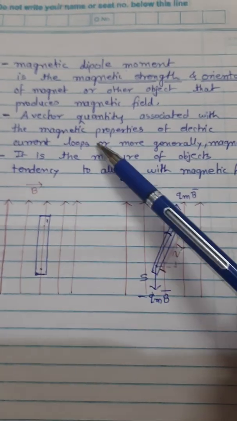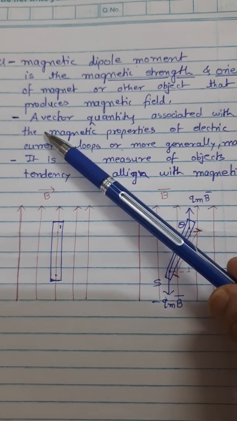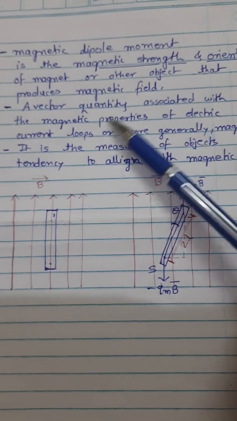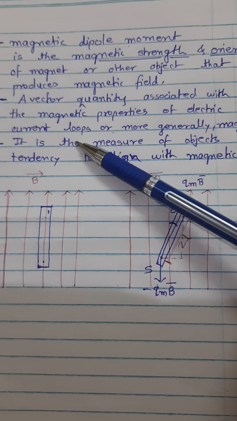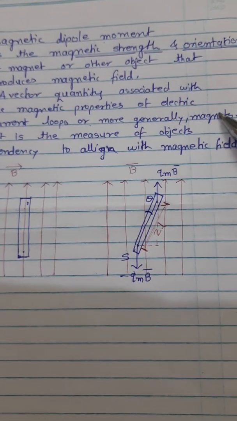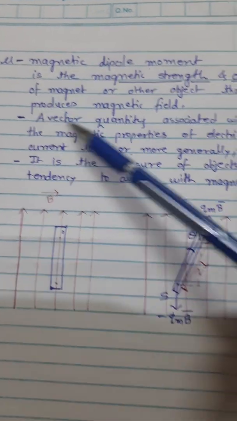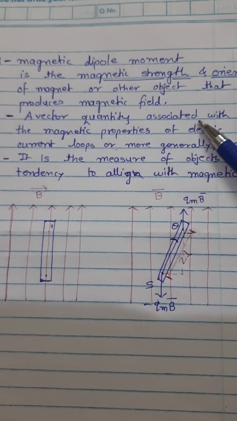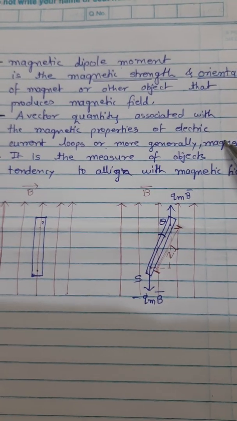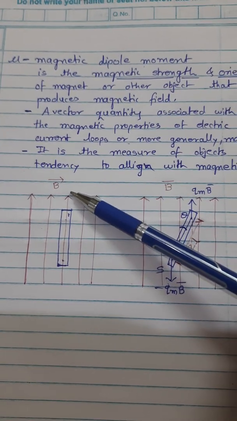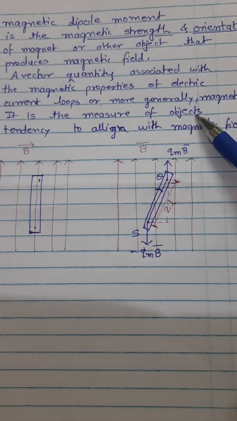Another meaning of magnetic moment, or magnetic dipole moment, is that it is a vector quantity associated with the magnetic properties of electric current loops or, more generally, magnets. Magnetic dipole moment is also a vector quantity associated with the magnetic properties of electric current loops or more generally magnets. Another meaning of magnetic dipole moment is that it is the measure of objects.